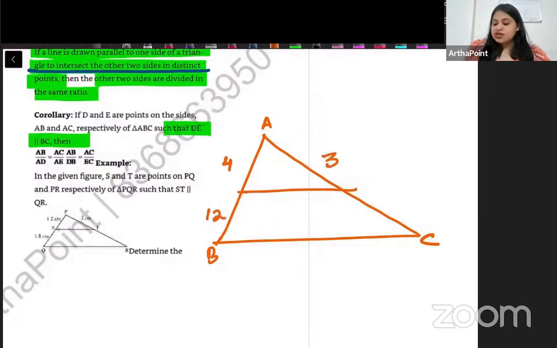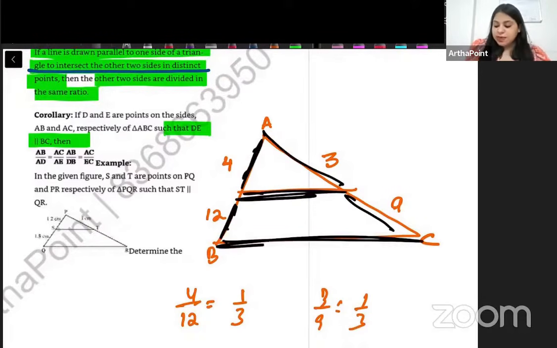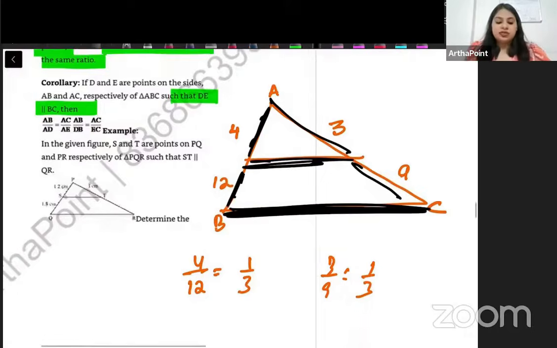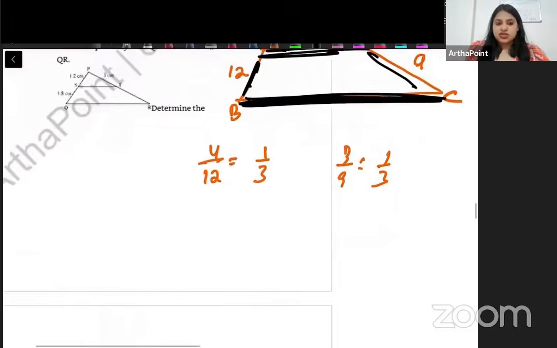This is 3, this is 9. So beta, this is 4 by 12, 1 is to 3. This is 3 by 9, 1 is to 3. So if it divides in the same ratio, then this line must be parallel to this line. This is what it suggests.